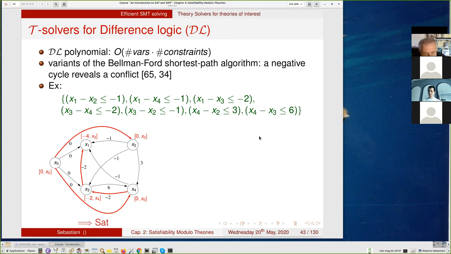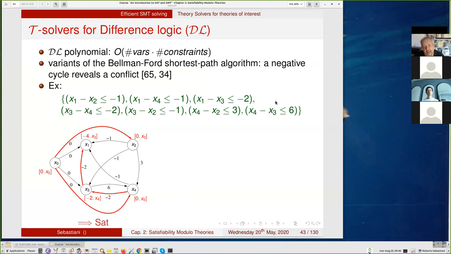Difference logic is polynomial. I mean, handling a set of inequalities in this form is polynomial, regardless of whether you are in the integers or on the rationals. If you add disequalities with the integers, you have a problem because you have two case splits and this raises the complexity. However, we assume that we have a set of problems in this form.